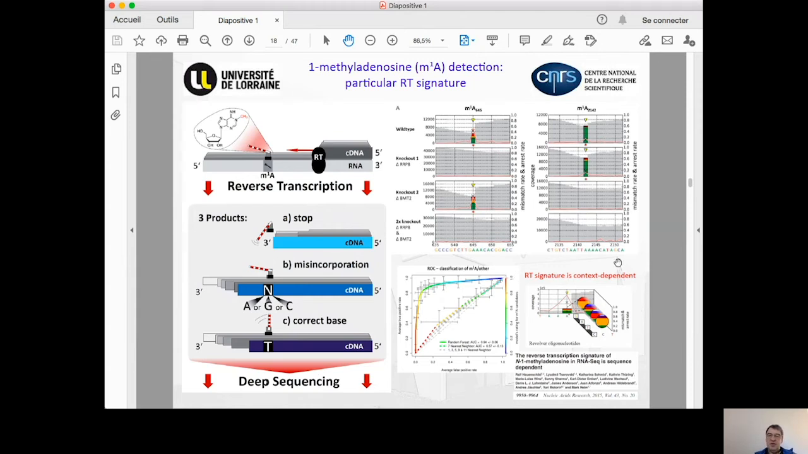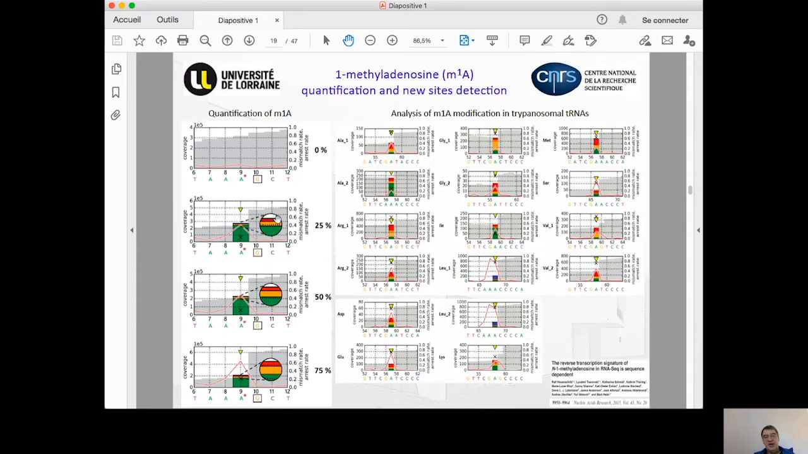So RT signature was found to be context dependent, and the nucleotide at the N+1 position in the sequence will affect mostly the misincorporation. Like you see here, the proportion of colored bars is different depending on the nature of the nucleotide at N+1. So we applied this method for quantification of M1A residues, because the proportion of misincorporation will depend on the level of modification, and also to the mapping of M1A in different trypanosomal tRNAs, which were not characterized previously. And as you see here, in many tRNAs in the T-psi-C loop, there is an M1A58 which was found.